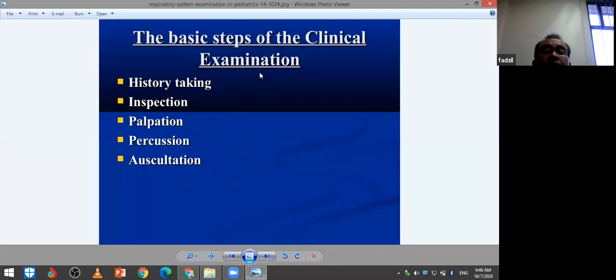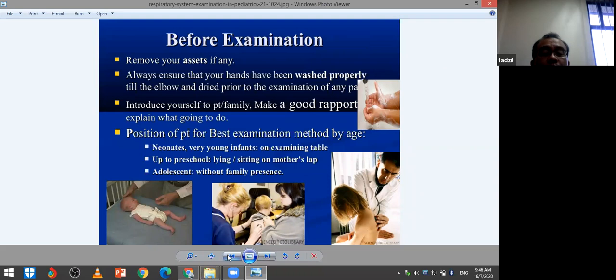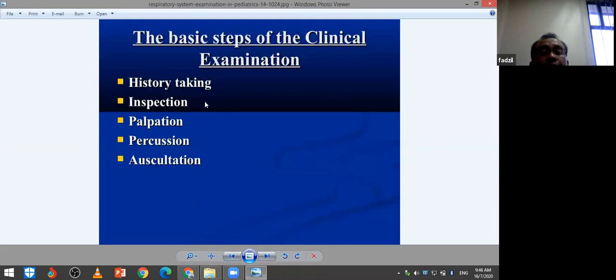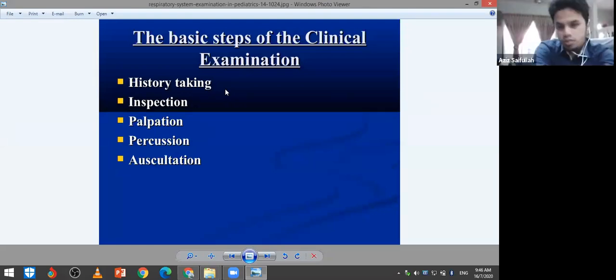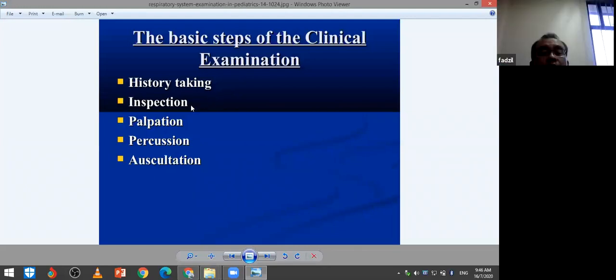So the basic steps of clinical examination are always clinical history taking, inspection, palpation, percussion, and auscultation. I'm not going to tell you how to do the history taking, because you have to practice on your own. The more patients you clerk, the better. I think they already taught you how to clerk. You had a session already on how to clerk the pediatric patient? Have you had a session already? Yes, we have. So we're going to go to inspection, palpation, percussion, and auscultation.